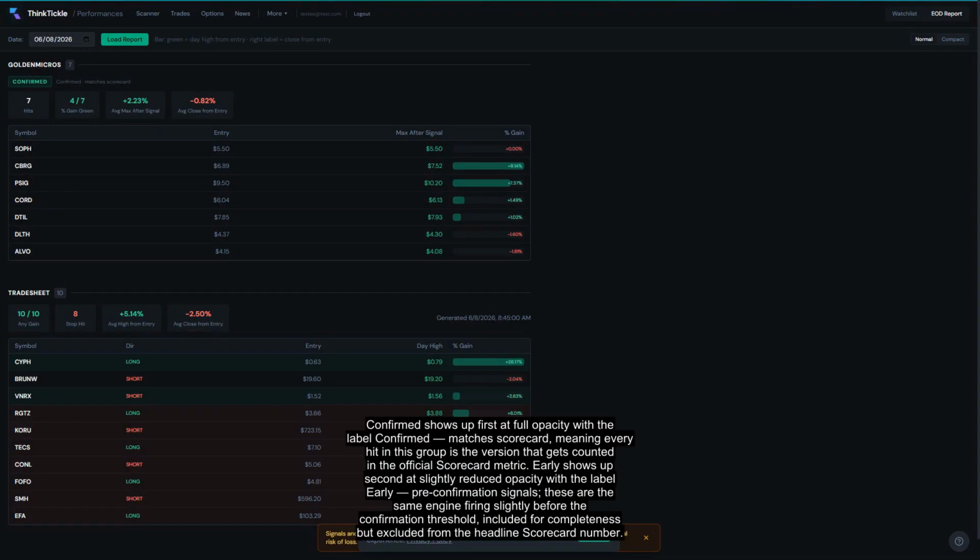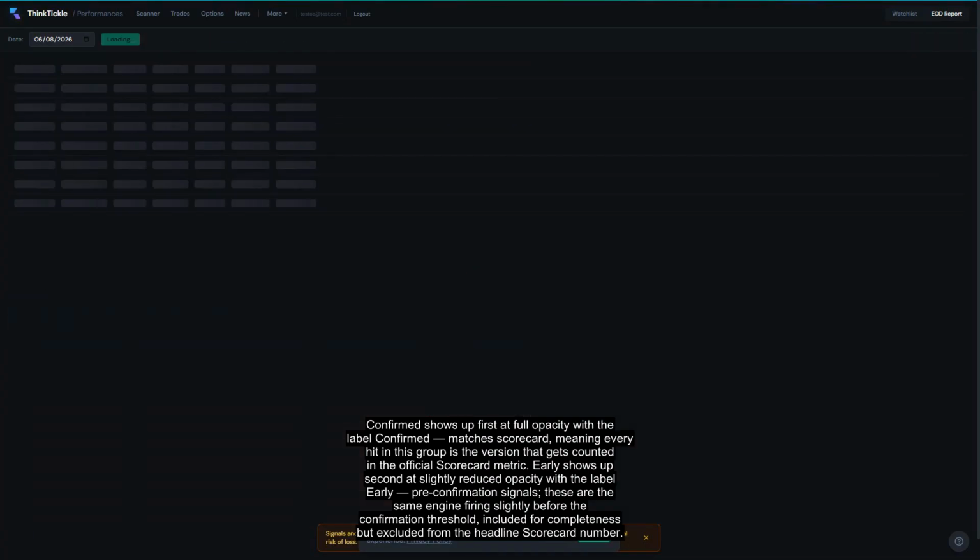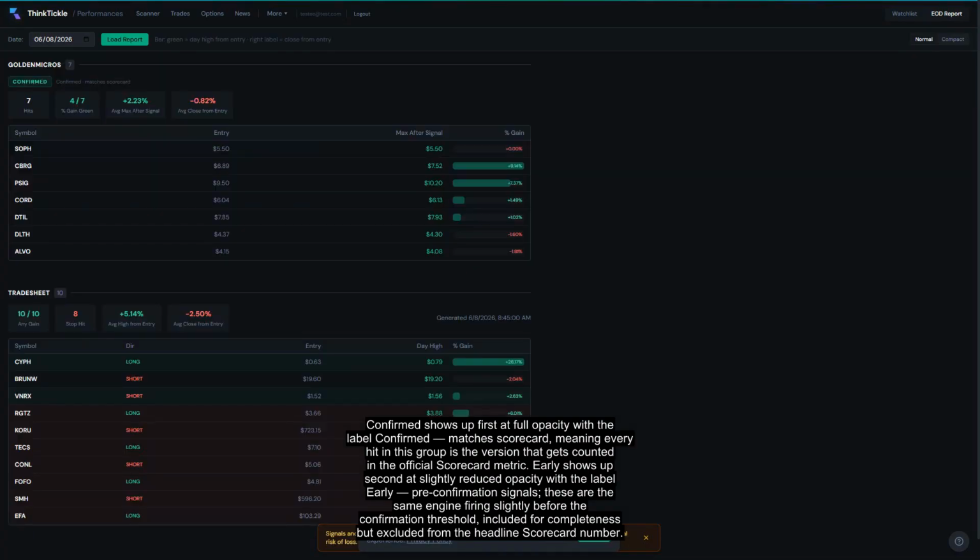Confirmed shows up first at full opacity with the label confirmed, matches scorecard, meaning every hit in this group is the version that gets counted in the official scorecard metric. Early shows up second at slightly reduced opacity with the label early, pre-confirmation signals. These are the same engine firing slightly before the confirmation threshold, included for completeness but excluded from the headline scorecard number.